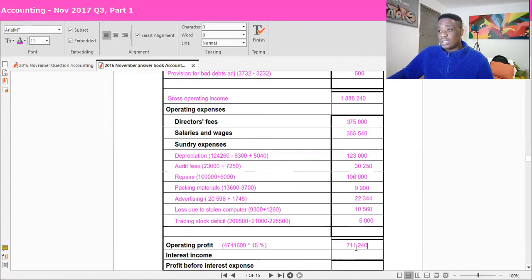What you need to calculate then is the total for expenses, and it will be the difference between this 711,240 and the gross operating income. So if you say 1,880,240 minus 711,240, you'd get the amount for the operating expenses, and it would be 1,177,000 for expenses.